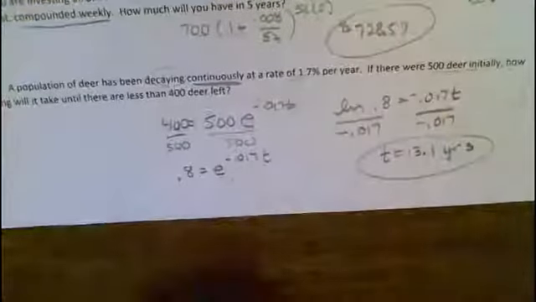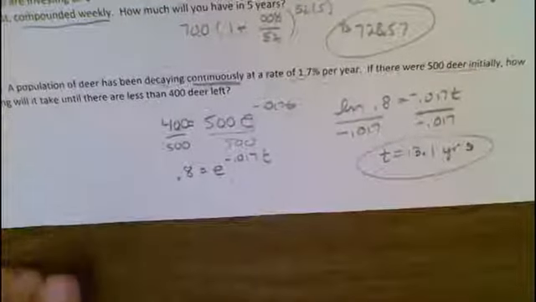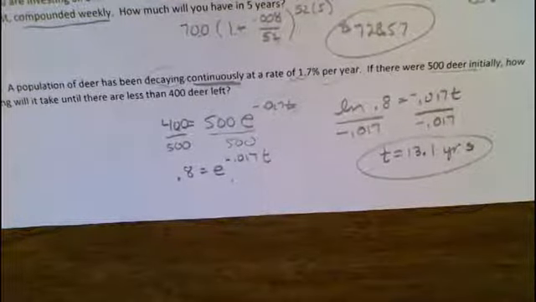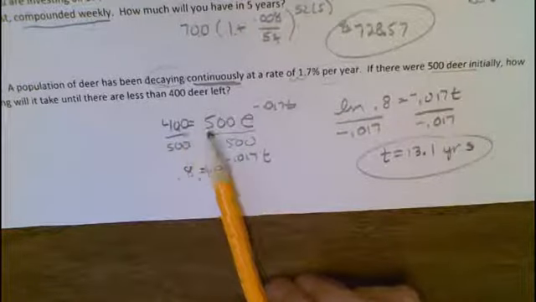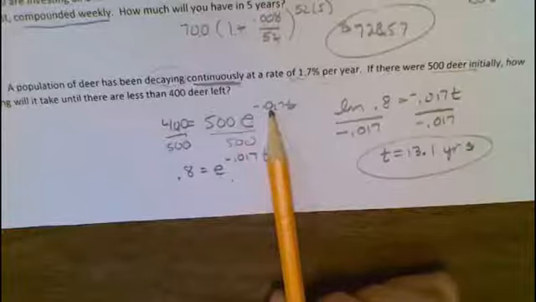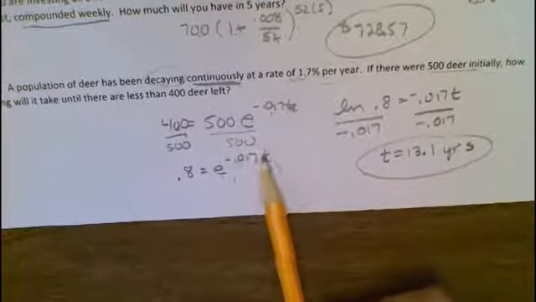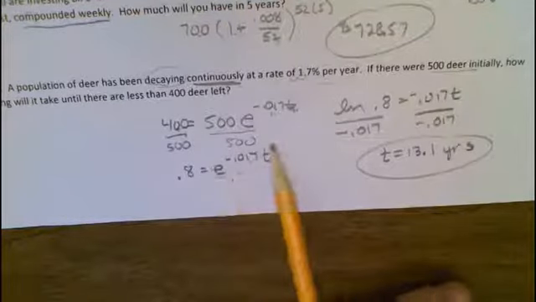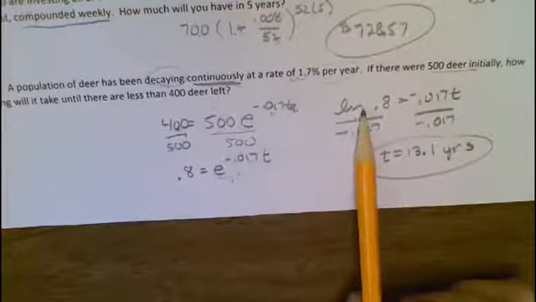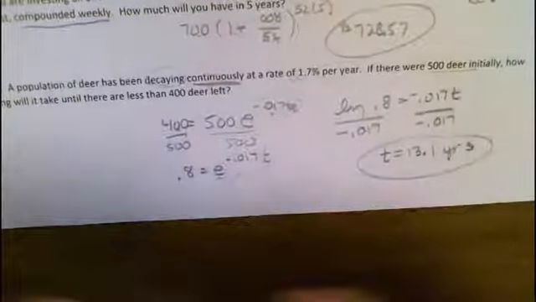And I know it's in years. I know it said continuously because it said a continuous rate per year. So that's why I know it's in years. So final amount was 400. Initial amount was 500. There's my rate. It's negative because it's decaying, and I want to know the time t. So to solve that, I have to get the e raised to that power. I need to get the base by itself, then put it in log form, and then solve. Okay, so that's a problem like that one.